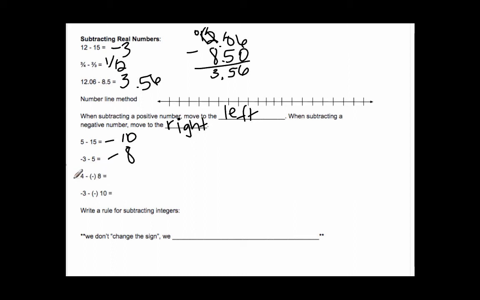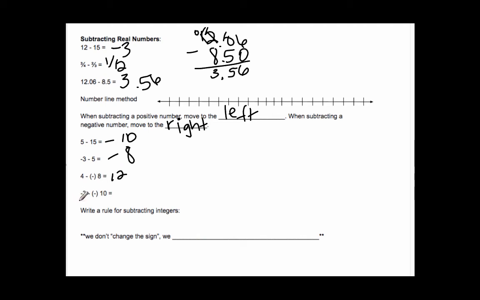All right, so here we have 4 minus negative 8. What do we do when we subtract a negative? We actually move to the right. Well, what is that like? Moving to the right is actually like adding a positive. So that's what's actually going to happen here. Instead of moving left, we're actually moving right. So 4 to the right 8 is going to be 12.